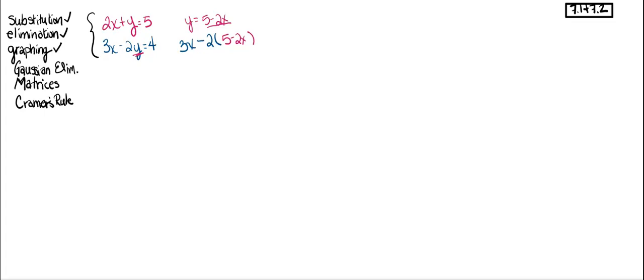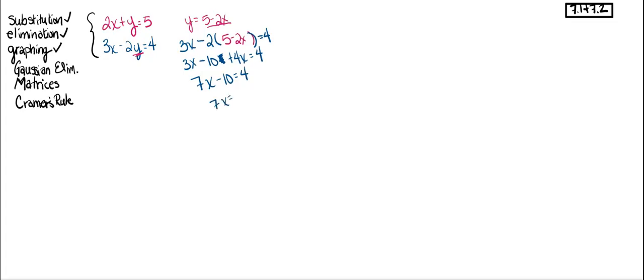Equals 4. Now, then we just use order of operations. 3x, distribute the negative 2, so we get minus 10x plus 4x equals 4. And then when I collect like terms, I get 7x minus 10 equals 4.